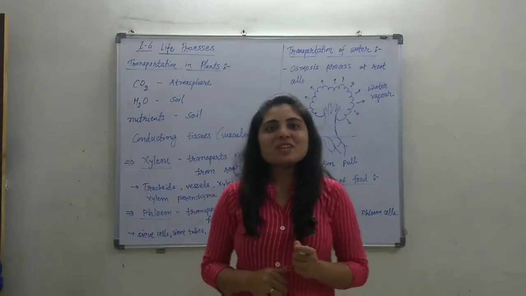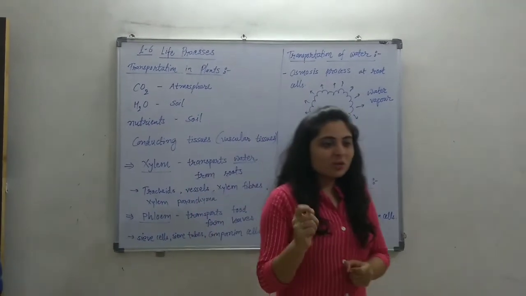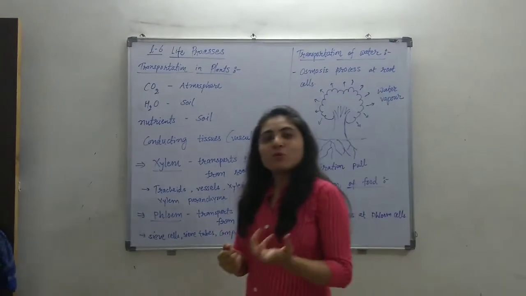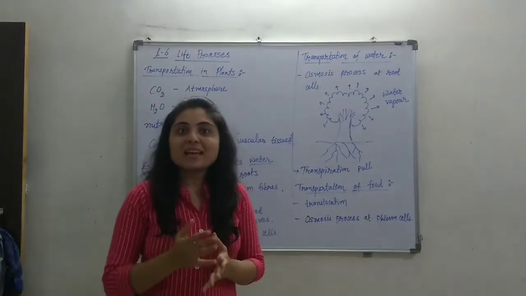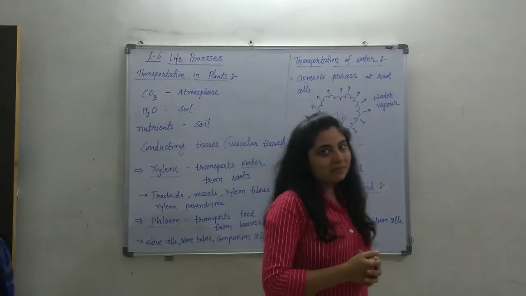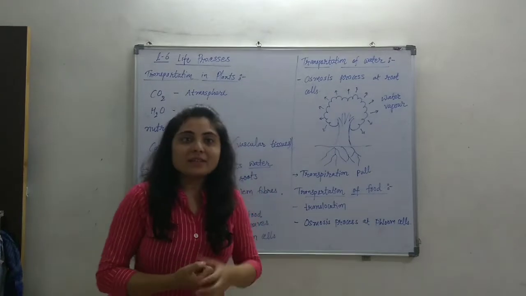Hello students. Today we will learn about transportation in plants. First of all, the question is what material a plant needs. As we have seen in the photosynthesis process, plants need carbon dioxide and water. Chlorophyll is present inside the plants only. So how can it get this material?